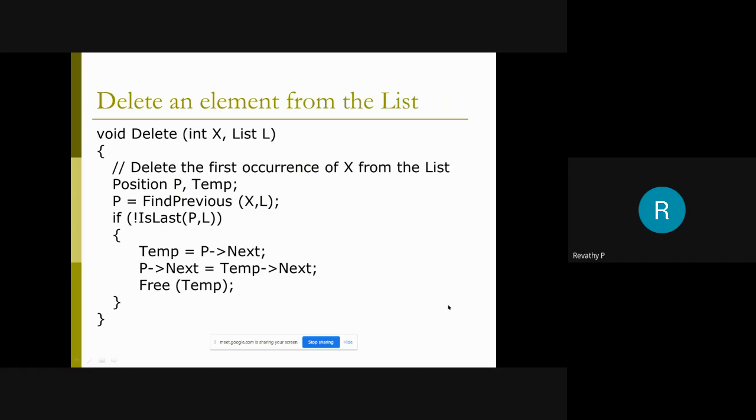Deleting an element from the list. So we are trying to find the previous node and check whether it is not the last node. So locate your temp as P of next and make the changes P of next as temp of next. Then you use the function called free to free the memory space so that this memory space will be utilized effectively later. Is it clear?